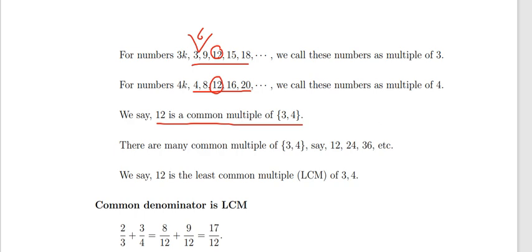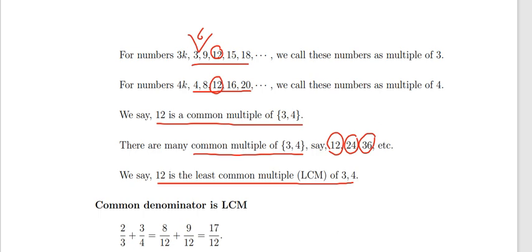Okay, so we have many common multiples of 3 and 4. Now 12 is a common multiple, and 24 is also a common multiple, right? 24 is a multiple of 3, also a multiple of 4, and we have many, right? Okay, so among those, we say this 12 is the smallest. So we call this the least common multiple, LCM, least common multiple.